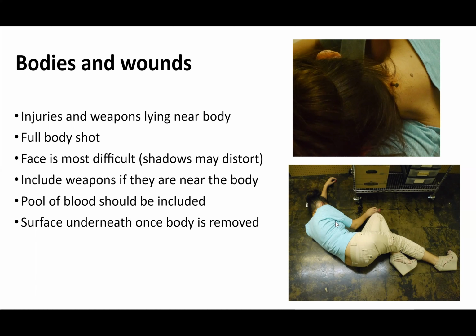And a full body shot. The face is the most difficult because there's a lot of shadows in a face. So those can distort. So you're going to have to take a little care to take the face shot if you can. Include weapons if they're nearby the body. I said that already. Pool of blood should be included. And the surface underneath the body, once the body is removed, should be photographed. So this one, it looks like there's a nail or something stuck in that person's neck.